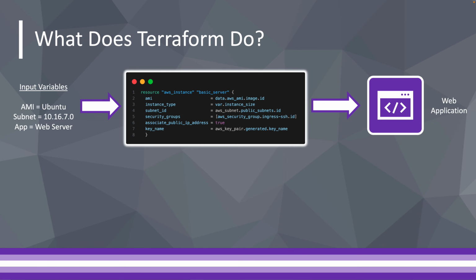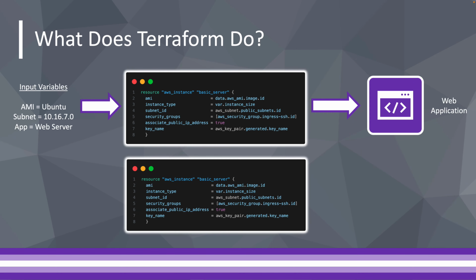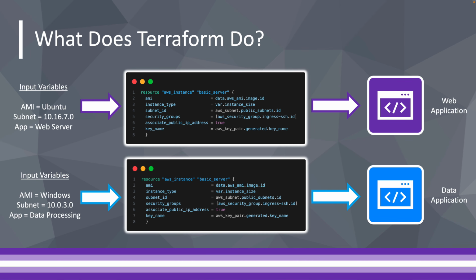Great. Now what we can do is we can also use that same code, but we feed it different input variables. So for example, in this case, the AMI may be Windows based, the subnet is 10.0.3.0, and the app in this case is data processing. We feed in those input variables, and the output that we get is our data application. So again, we can use this same code, and by codifying our infrastructure, we can simply provide different input variables, and we end up with a completely different workload.